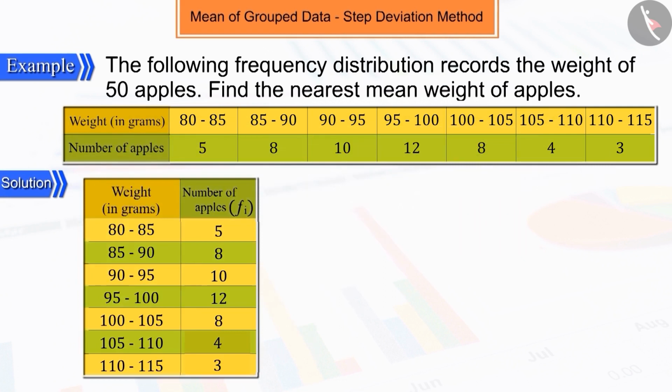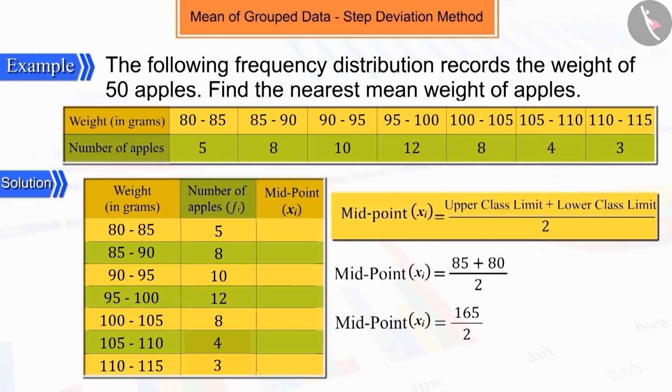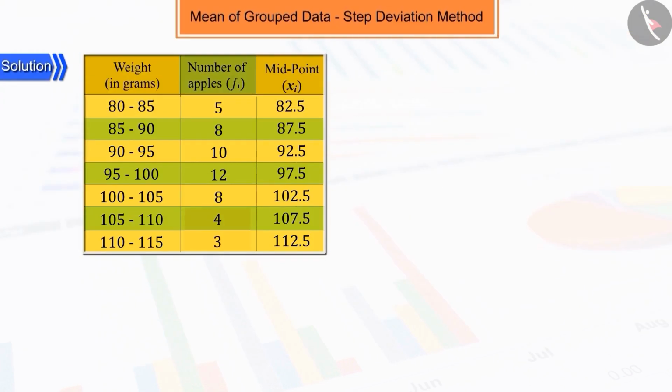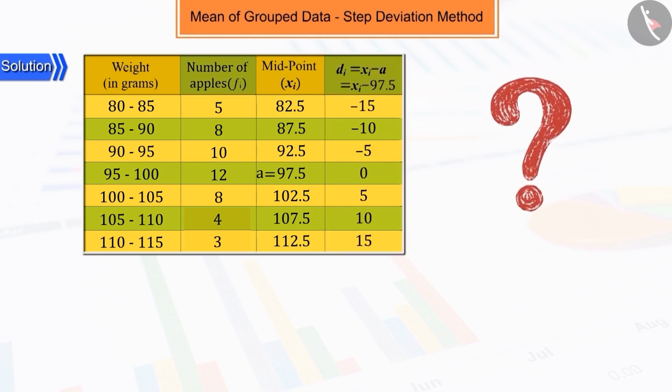We know that in order to find the mean, we first need to find the midpoint of this distribution table, which we find from the class intervals and show it in the table. To simplify the mean, assume 97.5 as the assumed mean A from among the xi, and obtain the difference di between xi and A. Can you tell me what we will have to do next?